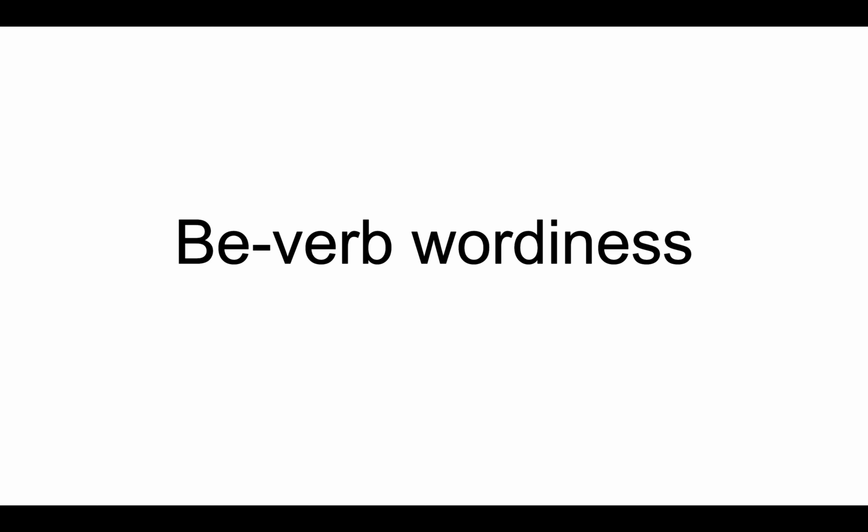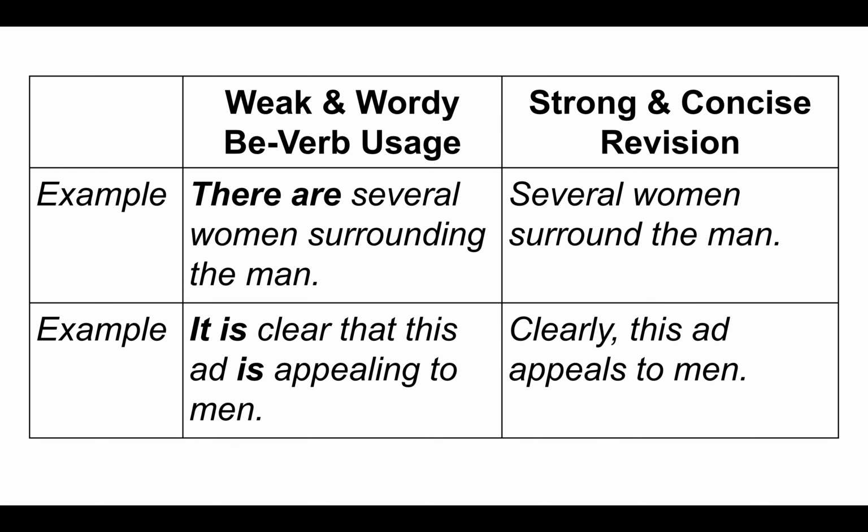So be verb wordiness is one type of wordiness that we can really easily identify because it's based around particular words that we can look for. And too much be verb usage can really make our writing sort of tangly and imprecise. And I'll show you some examples of why as we go through this quick presentation.